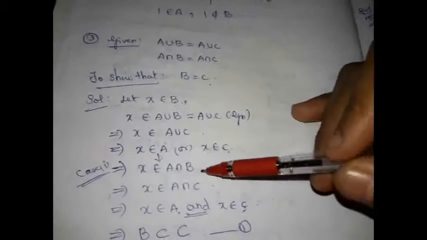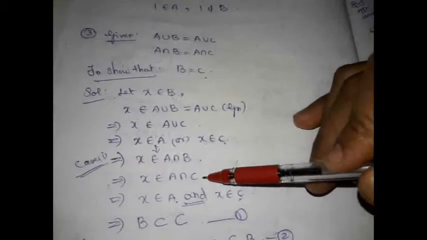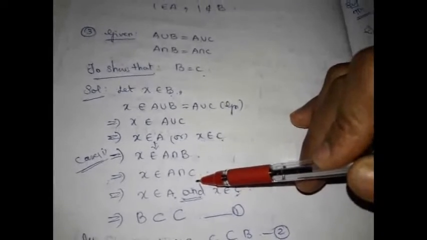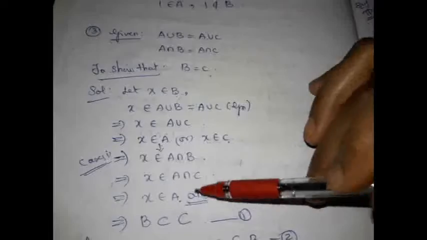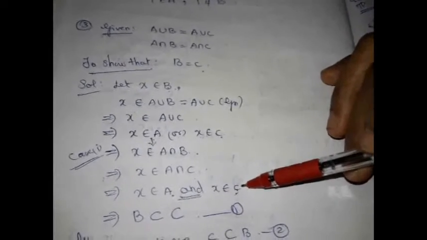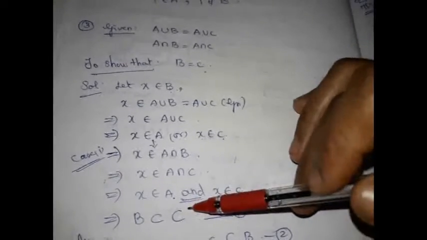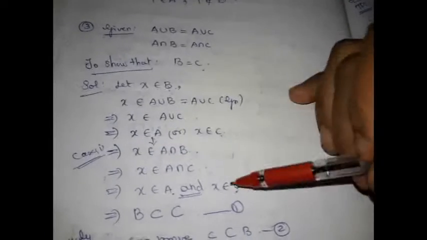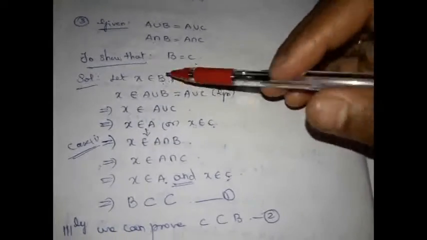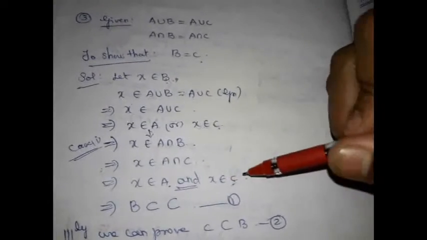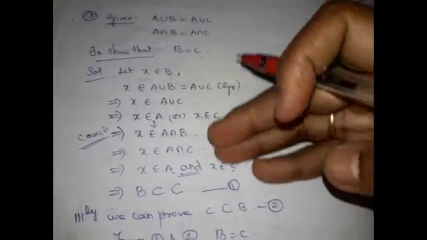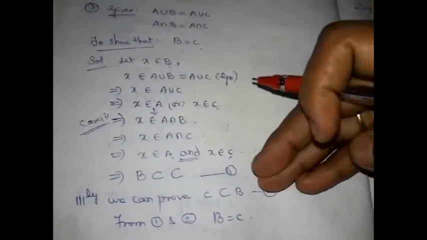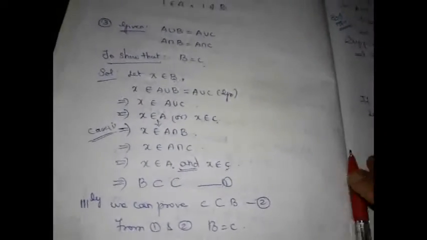If X belongs to A intersection B, this is equal to A intersection C, therefore it will also belong to A intersection C. What is the definition of intersection? It says X belongs to A and X belongs to C. So we got it, no? It lies in both set A and set C, so it belongs to C. We started with an element in B and we have arrived at a conclusion saying the same element is there in C as well, therefore B is a subset of C. Similarly, you can start with an element from C, try the same thing, and prove C is a subset of B. Therefore, from 1 and 2, B is equal to C.